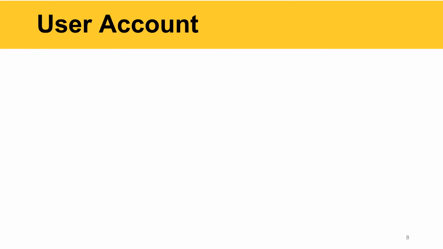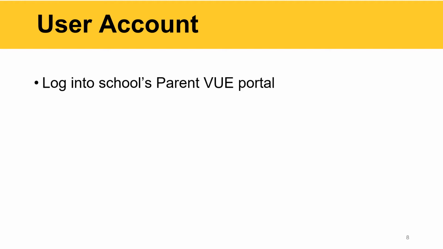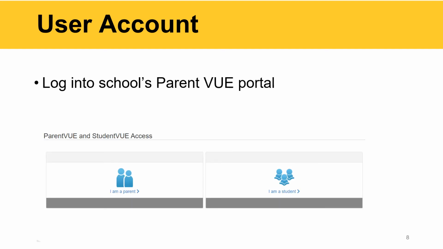So now we get to the user account. So how do we get to the user account? First you must log into your Parent VUE portal. The school's Parent VUE portal can vary depending on your school, depending on your district. What I did is I just put the name of the school and then Parent VUE, and then the portal showed up for me. So this is exactly what the portal will look like for you. And what we're going to do is click where it says I am a parent.